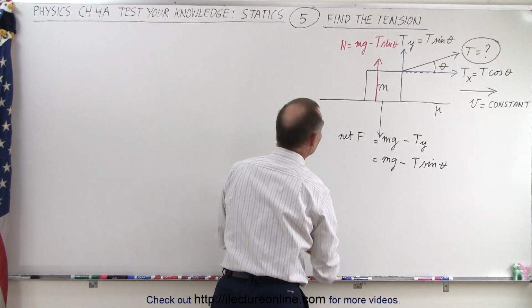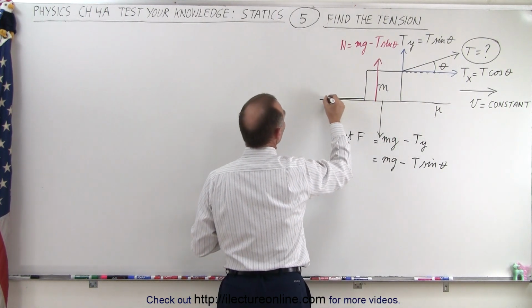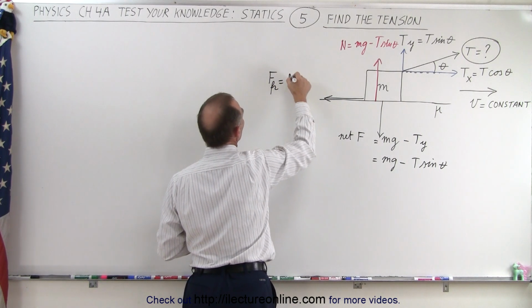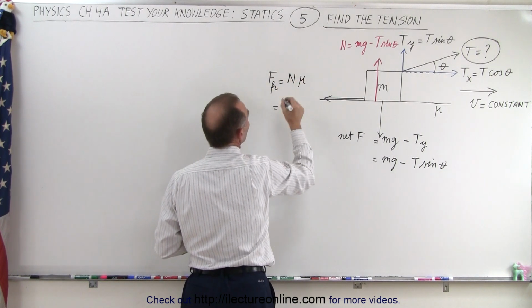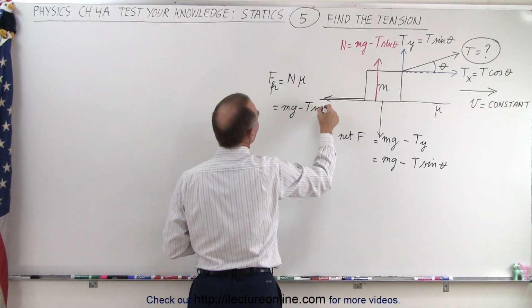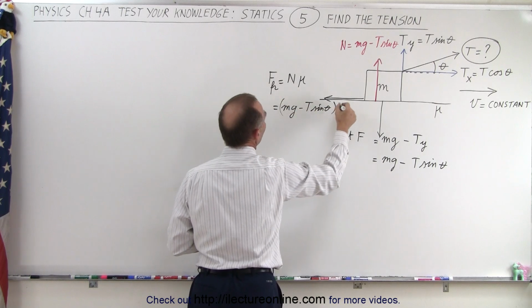And then we'll have a friction force, which is pulling in this direction. The friction force, by definition, is going to be equal to the normal force times mu, which in this case is going to be mg minus T sine of theta, all times mu.